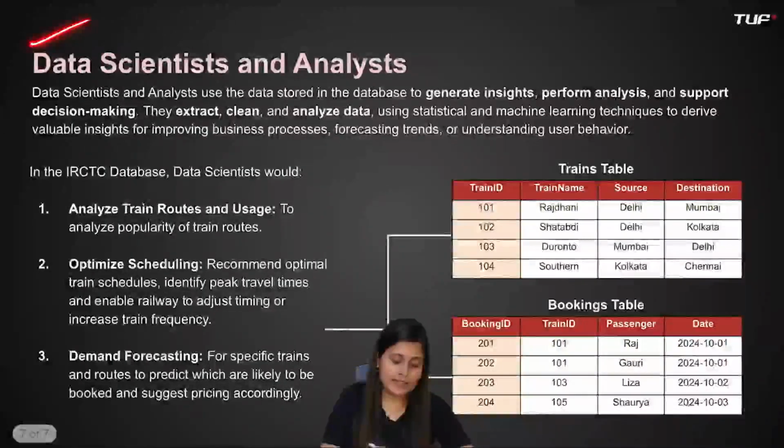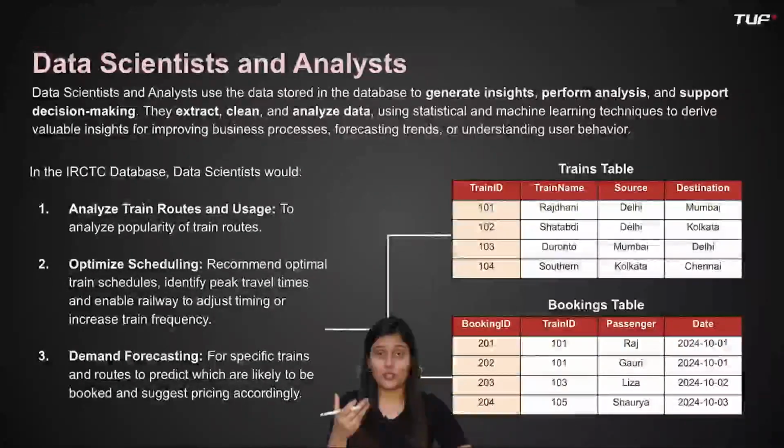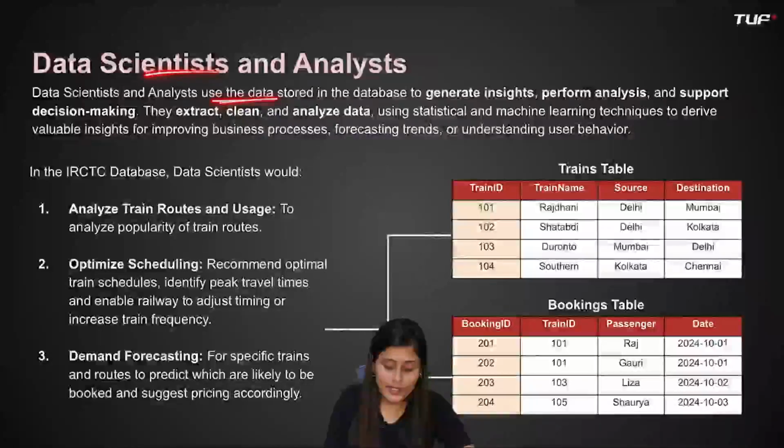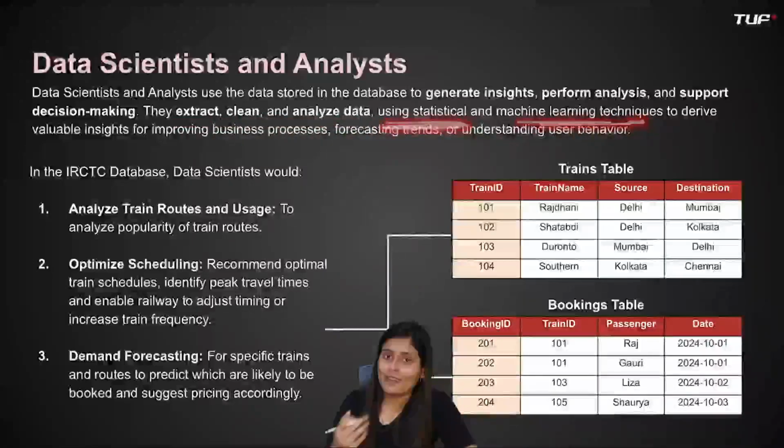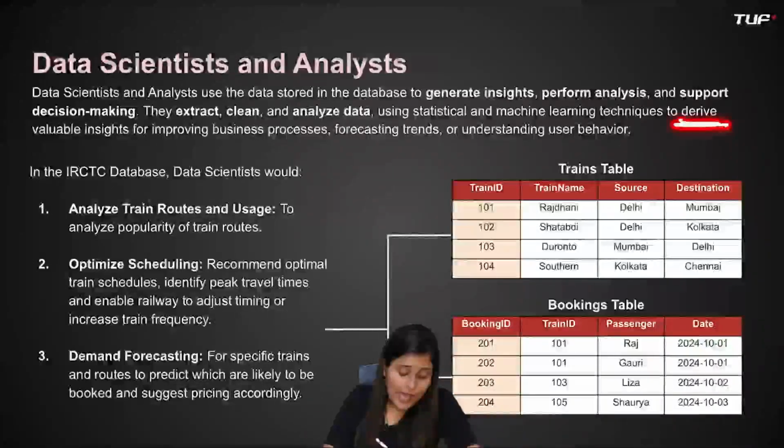Next is data scientist and analyst. Here they use the data stored in the database first, and they generate insights, perform analysis and also support decision making. How? Basically they extract, clean and analyze data using statistical and machine learning techniques. But why do they use these statistical techniques and machine learning? Basically to derive valuable insights for improving business processes.